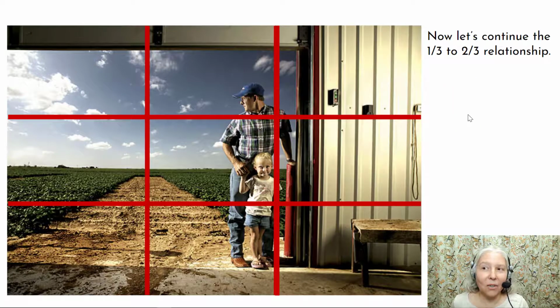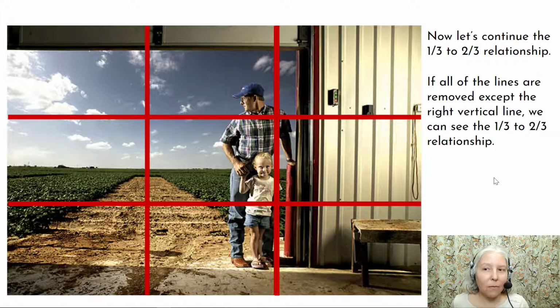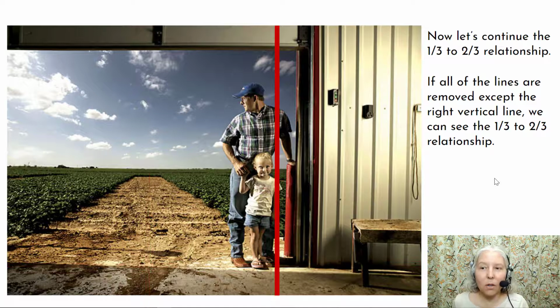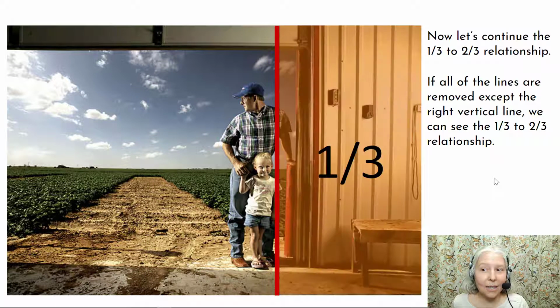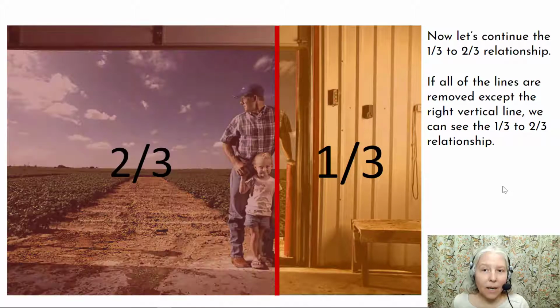Now let's continue with the 1/3 2/3 relationship. So if you remove all of the lines except for the vertical line, you can see the 1/3 is the barn interior, and 2/3 is the exterior.